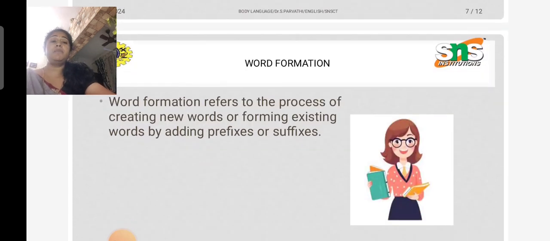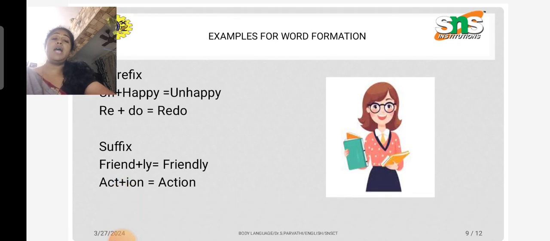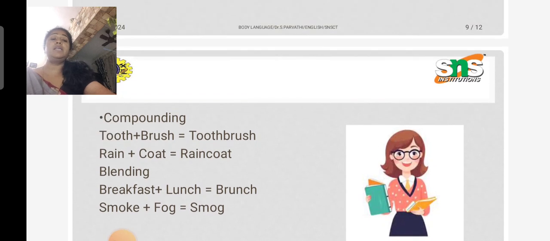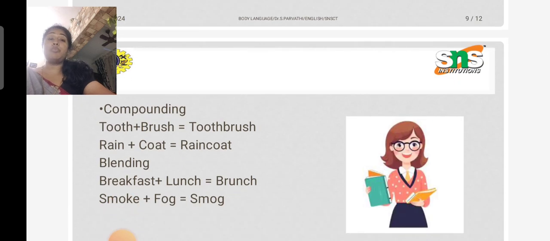And word formation. Word formation refers to the process of creating new words or forming words from existing words by adding prefixes or suffixes. Examples of word formation, which we have already seen: unhappy, redo, friendly, and action. And see how words are formed. One is adding prefixes and suffixes, the other one is compounding.